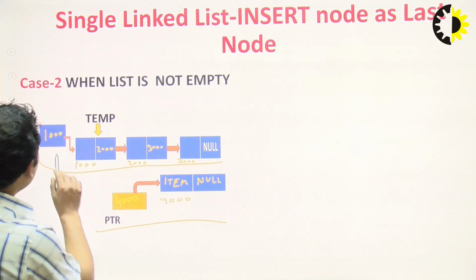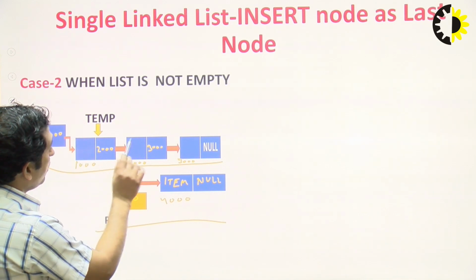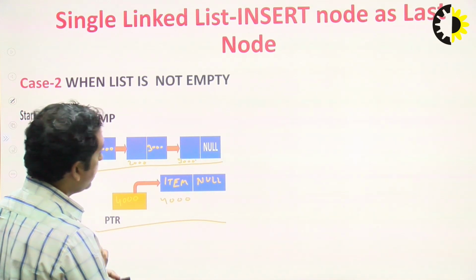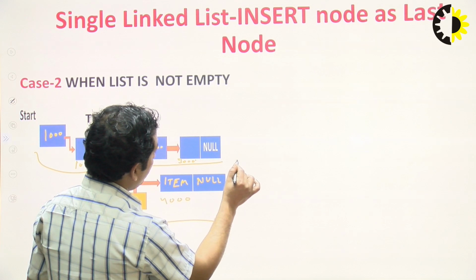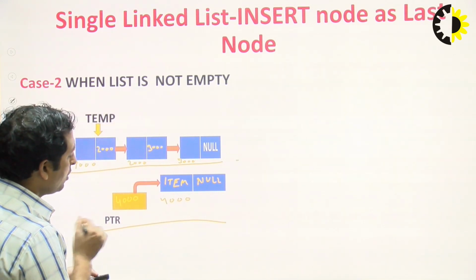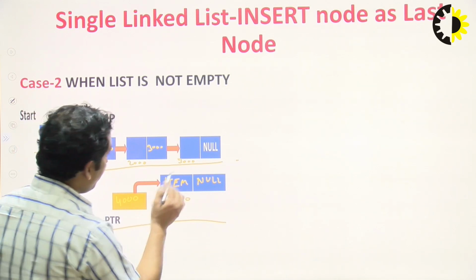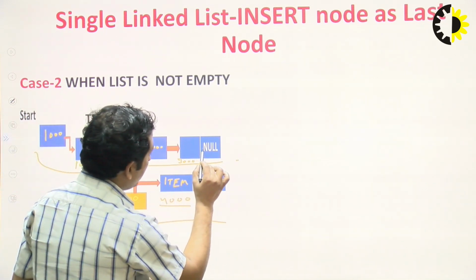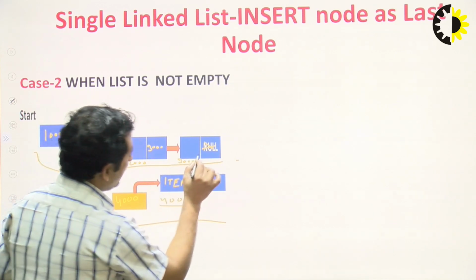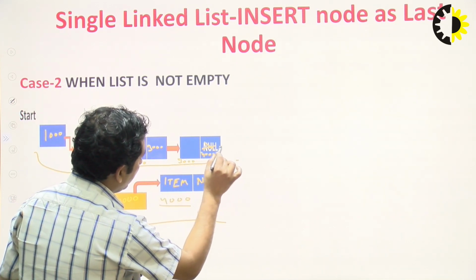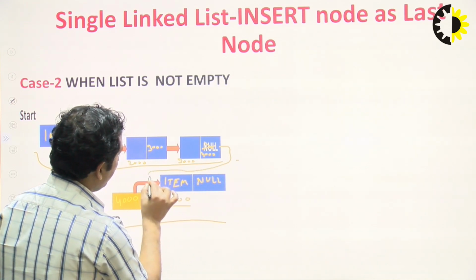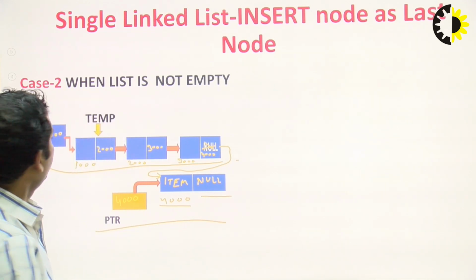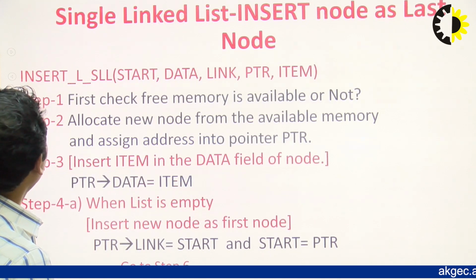Now we must traverse from the starting position up to the last, as I have shown earlier, and after reaching this point we must insert this node at this particular position. Then only one change is required: we keep the address of the node 4000 here. If we keep 4000 here, then the address of the next node becomes this, and the newly created node becomes the last node. Very simple.